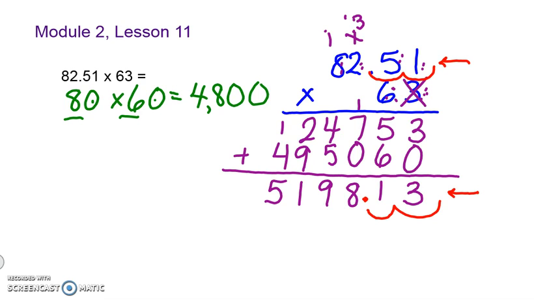I'm going to place my decimal point in the hundredths place so I can see in my final product I don't have 519,813. I have 5,198 and 13 hundredths. I'm going to go ahead and put that up with my equation.